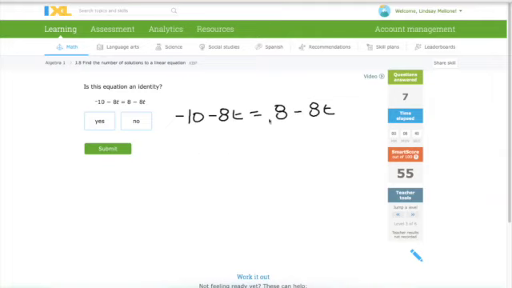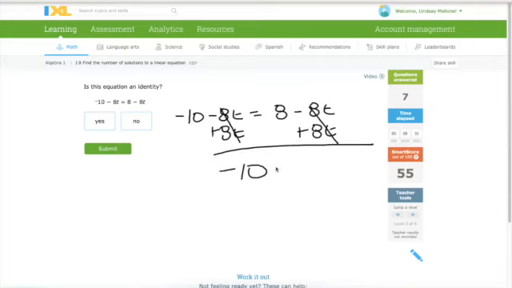The variable is exactly the same. So if we were to add 8t to both sides, they would cancel. But then we've got a -10 is equal to a +8, which is not true. This is not an identity, so I'm going to press no.